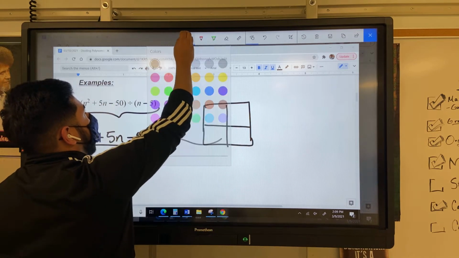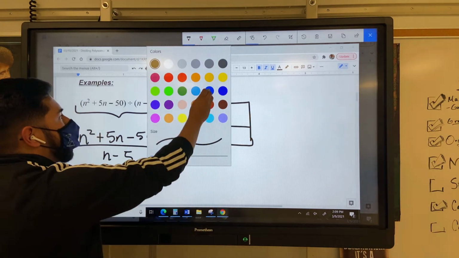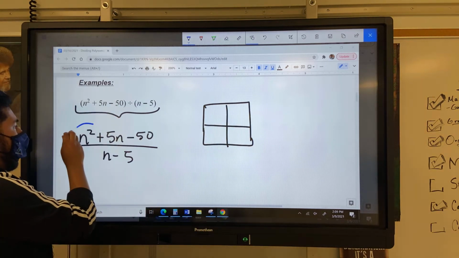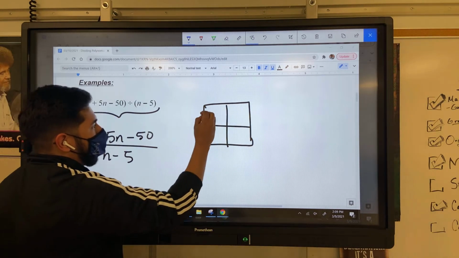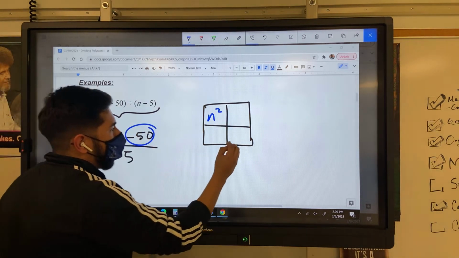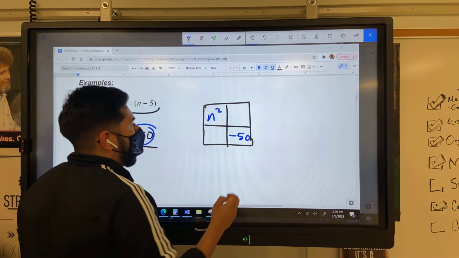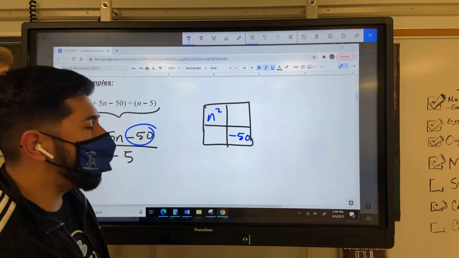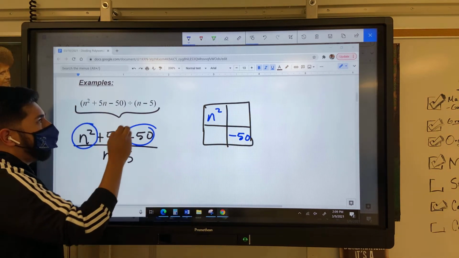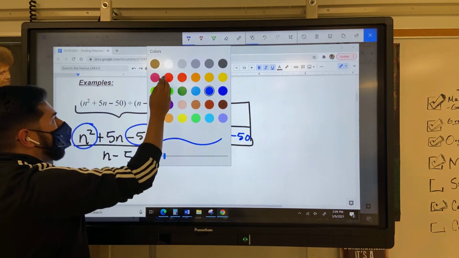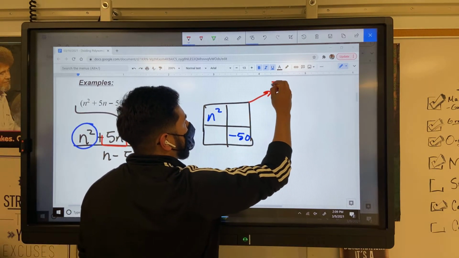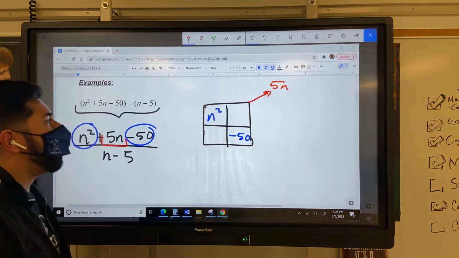Now, it's very important that when we put these places, we know that the top part is a trinomial which goes inside the box. So I know by now that I should have n squared right here in the corner. I should have negative 50 in the other corner. And hopefully by now, because we've done it so many times, we should know that these two boxes add up to the 5n. I'm going to use a different color. And these are going to add to 5n, so I'm just going to put a little red arrow to 5n.